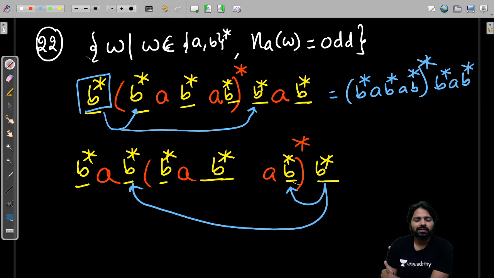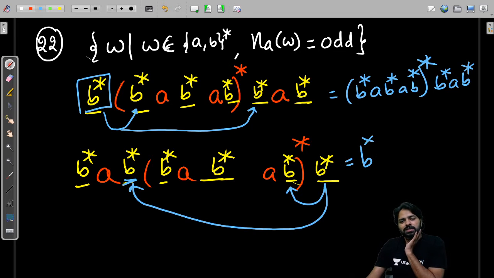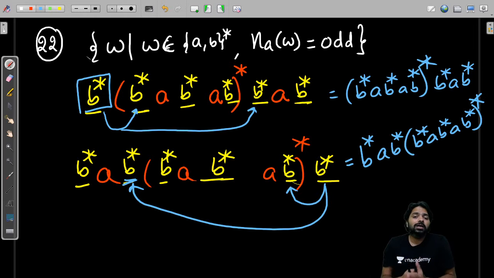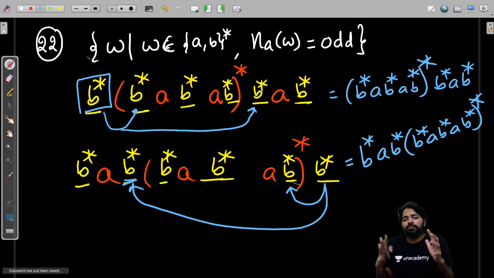Already covered here. If you don't go inside, this B star you can stop at the end. And this can be written as B star, A, B star, B star, A, B star and A, B star whole star. And like that, you have so many answers for the same question. So you have a homework: can you write different answers for an odd number of A's? This is one of the models in the 2020 GATE questions too.